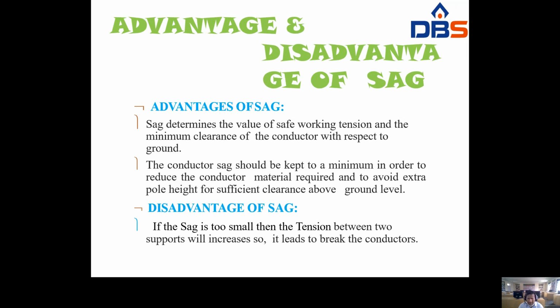What are the advantages and disadvantages of sag? Sag determines the value of safe working tension, and it gives a minimum clearance of the conductor with respect to the ground. That means sag should be kept at a minimum in order to reduce the conductor material and to avoid extra pole height, while keeping sufficient clearance above the ground level.